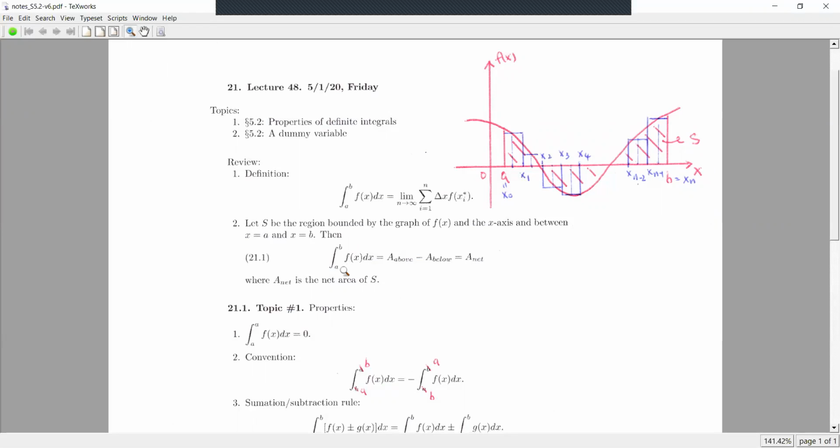Then the integral from A to B of the function f is the net area of the region S. By definition, net area is the total area that lies above the x-axis minus the total area that lies below the x-axis. Okay, now the first topic: properties of definite integrals.